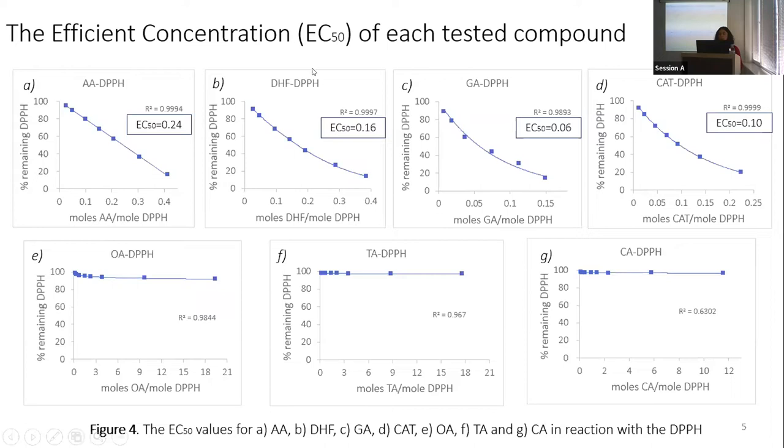ascorbic acid, dehydroxyfumaric acid, gallic acid, and catechin possess a very good antioxidant activity. As long as the efficient concentration is lower, the antioxidant activity is higher. So here, gallic acid possesses the lowest EC50 value, meaning the highest antioxidant activity. Down on this slide, in figures E, F, and G, you can see that oxalic, tartaric, and citric acid do not possess any antioxidant activity, regardless of their concentration.